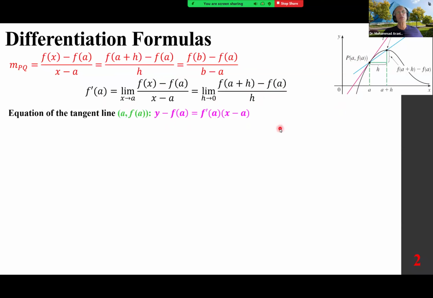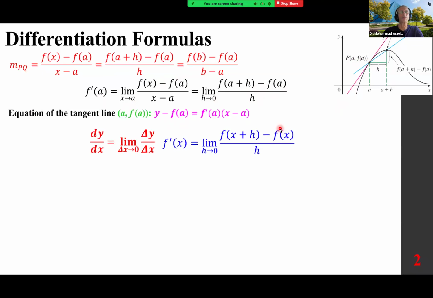And again, you don't have to memorize it, just remember the point-slope form: y minus y1 equals m times x minus x1.